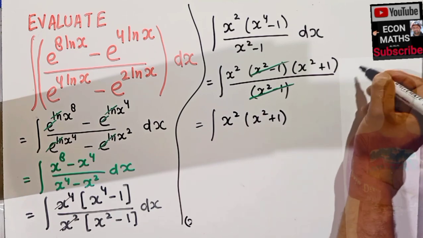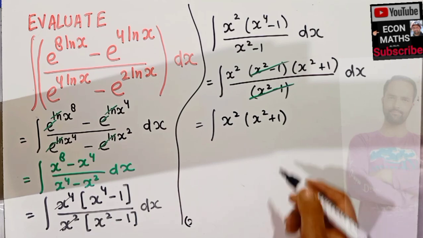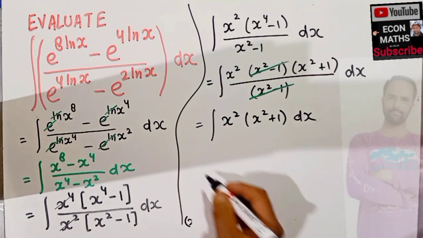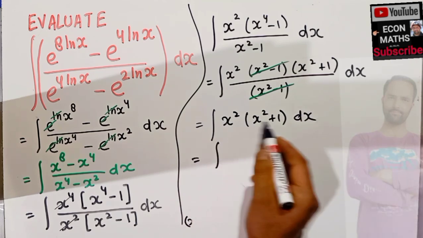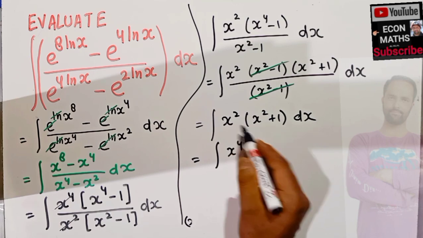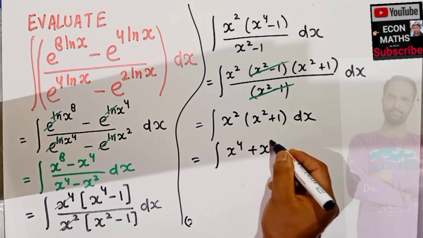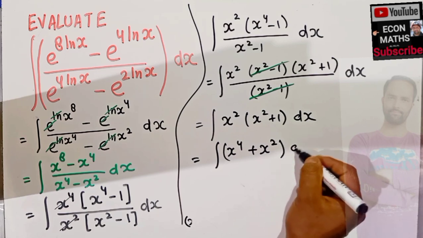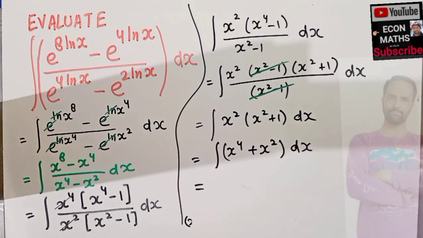Still we are not integrating, we are just solving this dx. So we get x raised power 4 plus x square dx. Now we can integrate it.